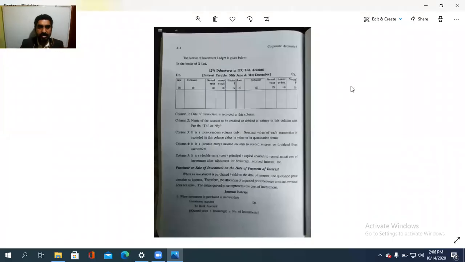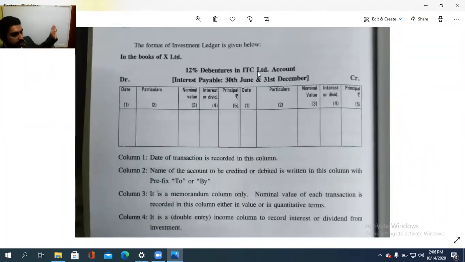With that, we completed the fourth module, investment account. Before that, just a briefing of the total topics, like how this investment account is to be prepared. The account format is this one. The date is there. The particulars column is there. The nominal value column is there. The interest or dividend paid or received is there, and the principal amount column on both the sides.